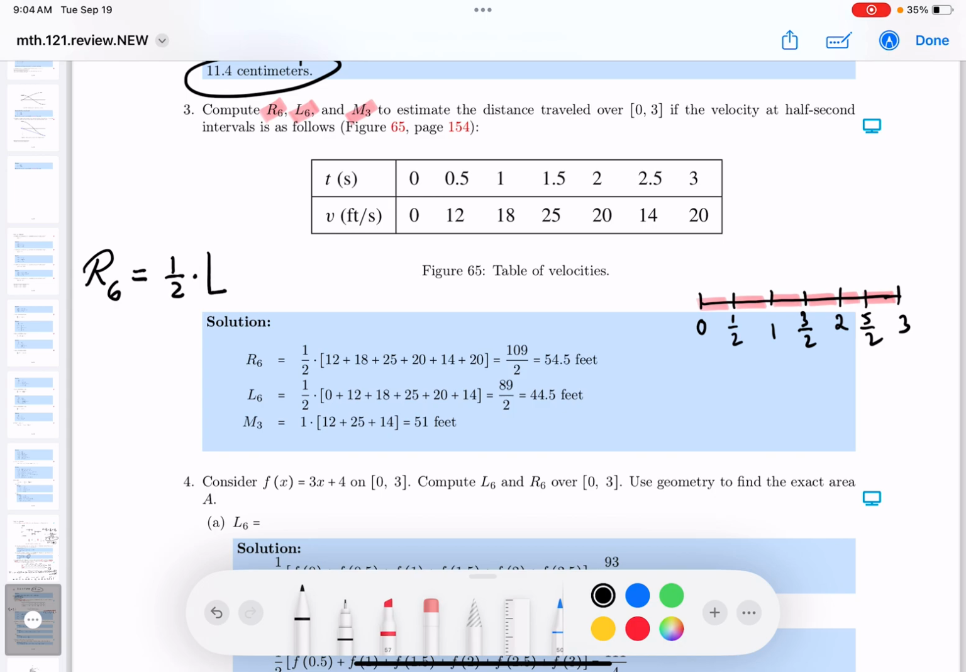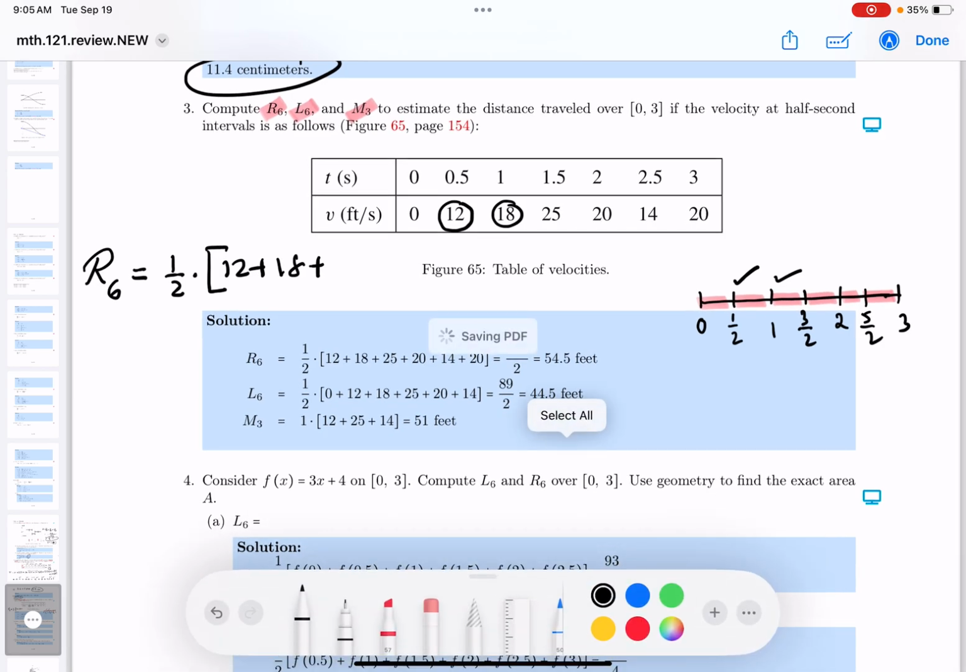Then what do you have to do? You have to do the right endpoint. You have to find the height of the rectangle at 1/2. Well, I'd have to look at that and realize the height of the rectangle at 1/2 would be the number 12. What's the next one going to be? The height of the rectangle at 1, that's going to be 18. Then I got to do the height of the rectangle at 1.5, that's going to be 25.